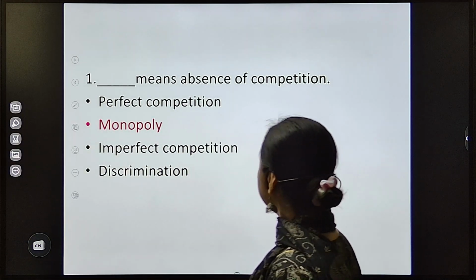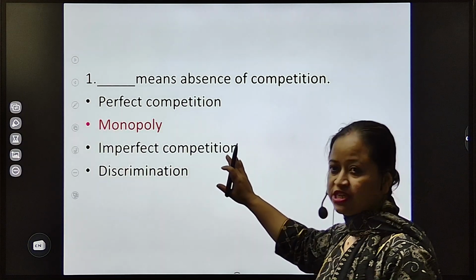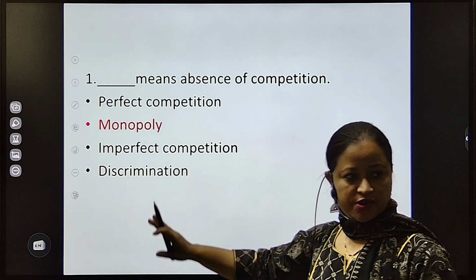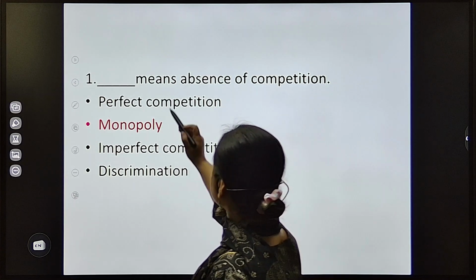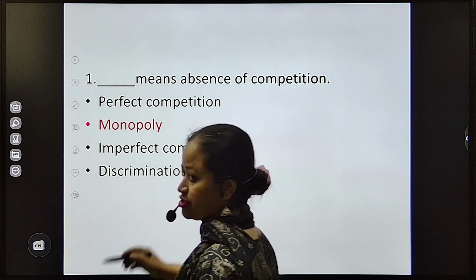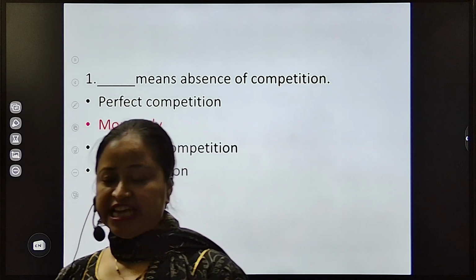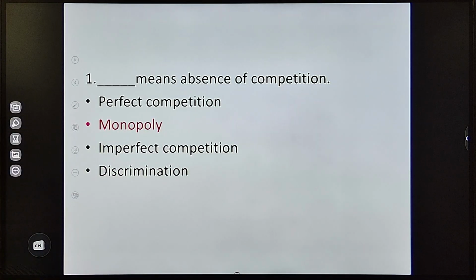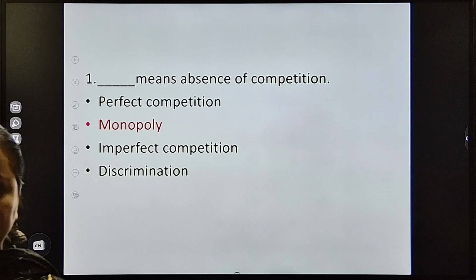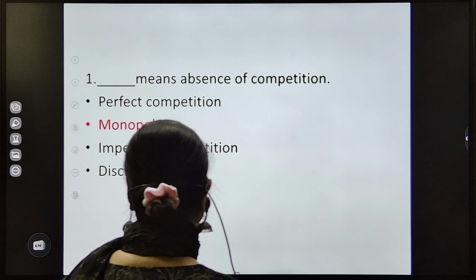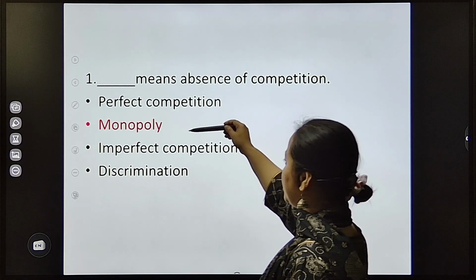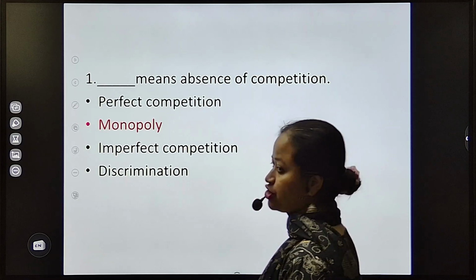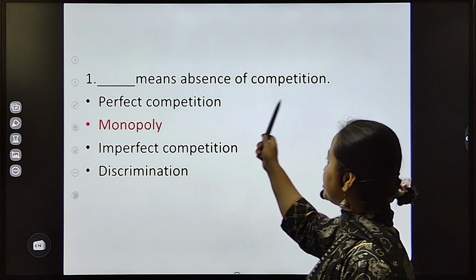Now next one. This question is from the chapter market. This means absence of competition. There is a type of market where there is no competition. Here the options are perfect competition, monopoly, imperfect competition, and discrimination. Where there is no competition, that is monopoly.